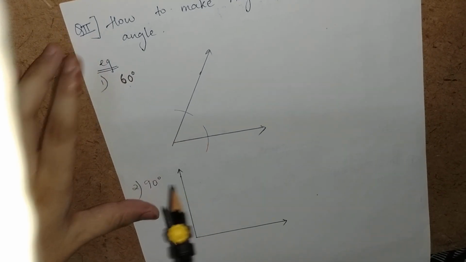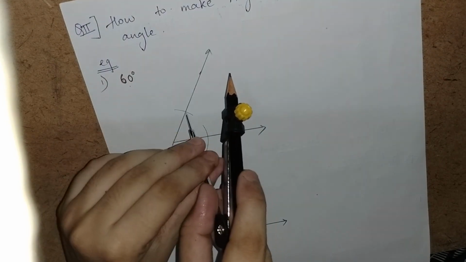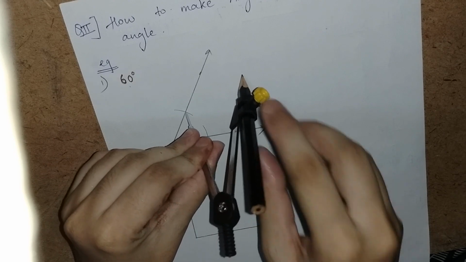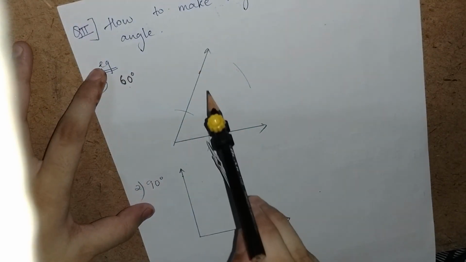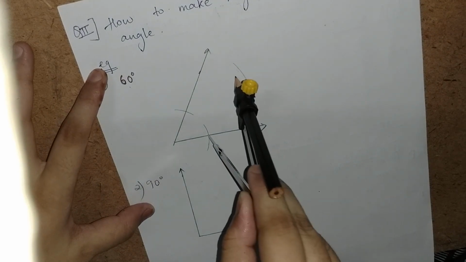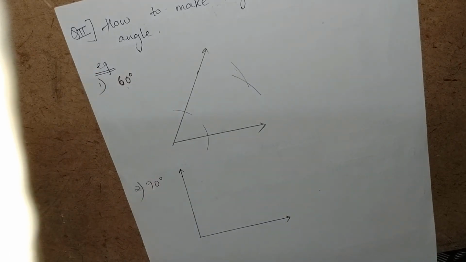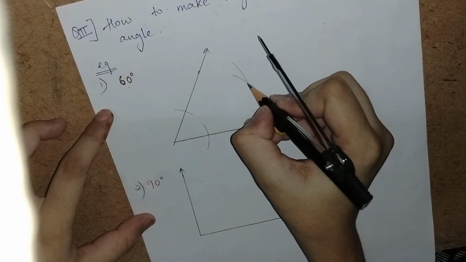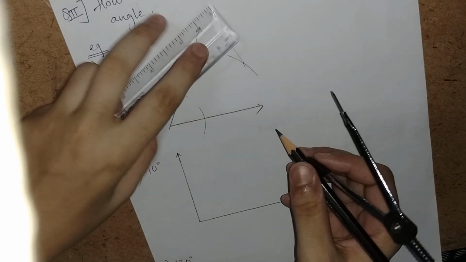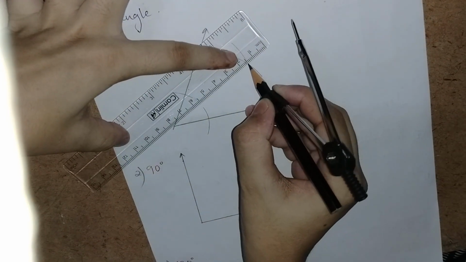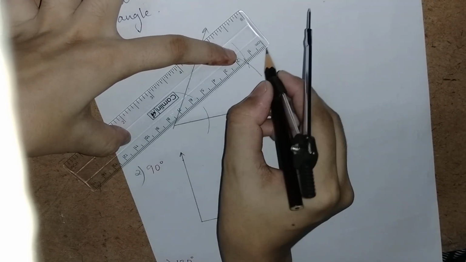Then what we have to do? Extend it a bit, and from one arc draw an arc. From the second arc you have to draw the second arc, so that you get the intersection of the arcs. Now what we have to do? Yes, we have to join this to this point.